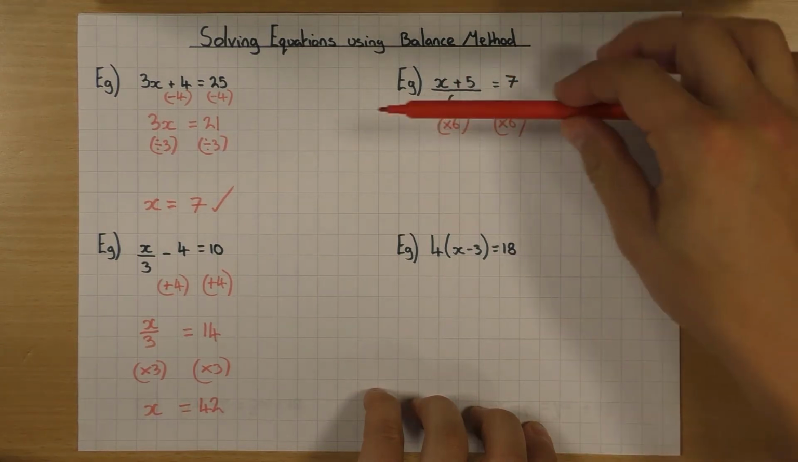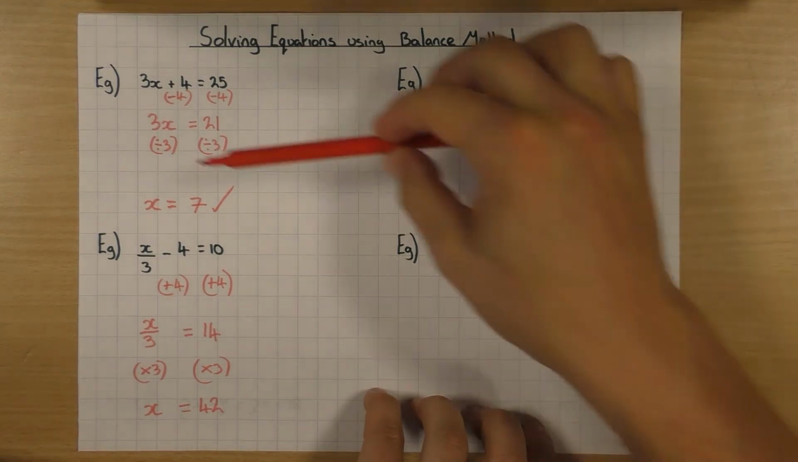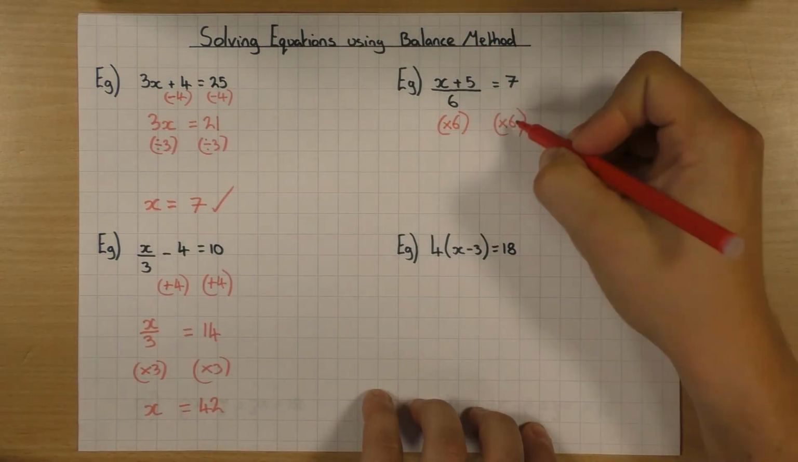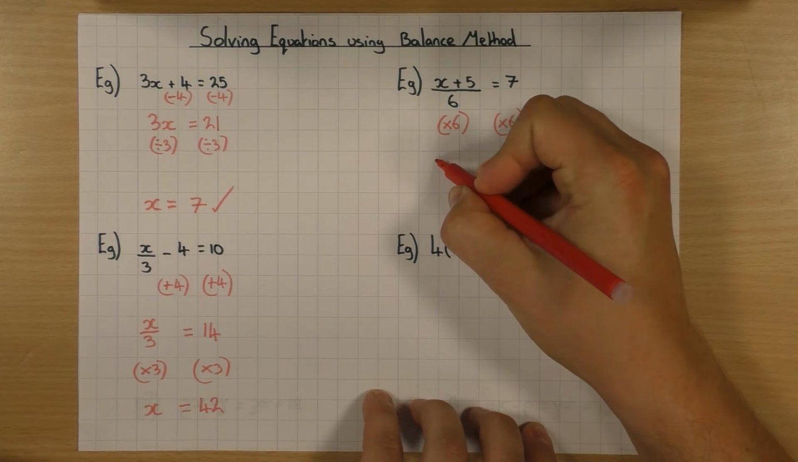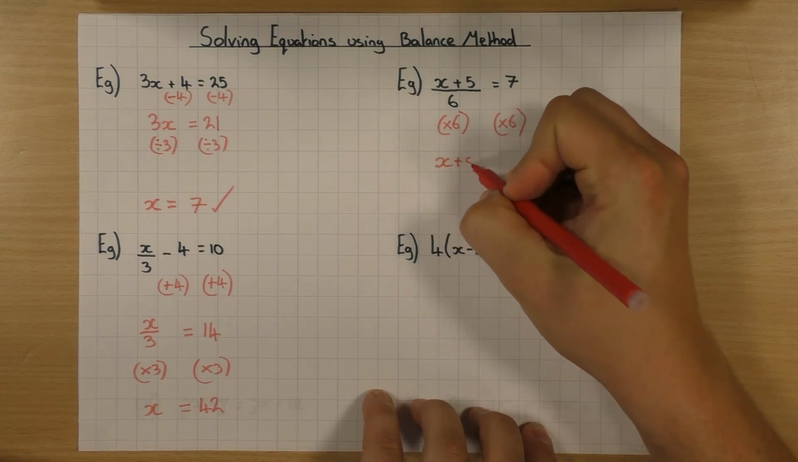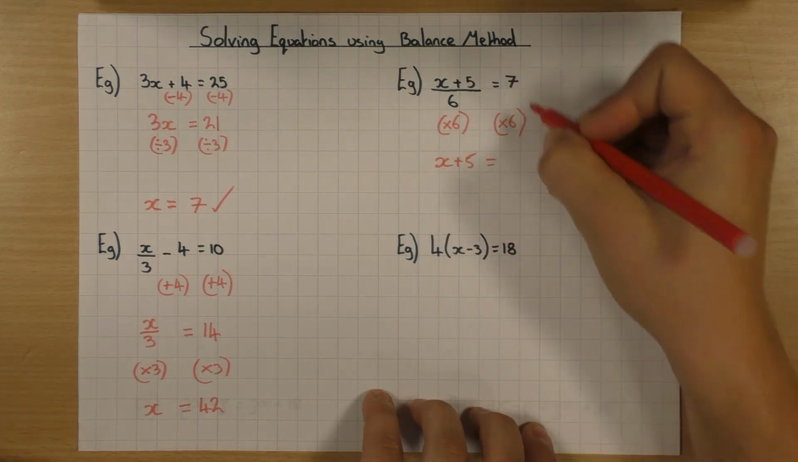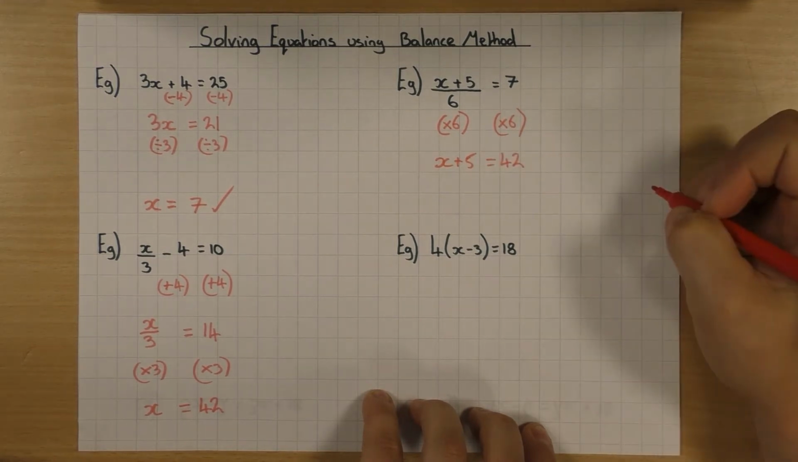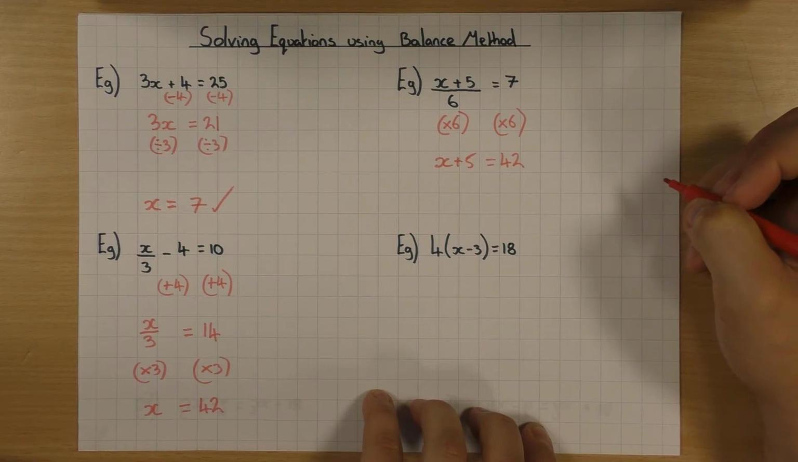Notice how I'm laying this out. I'm doing my instructions each time, just here, I'm showing the examiner every time what I'm doing. So as I said, times by 6. So the left-hand side, I have x plus 5. And then 7 times 6, 42. And now what do I do?